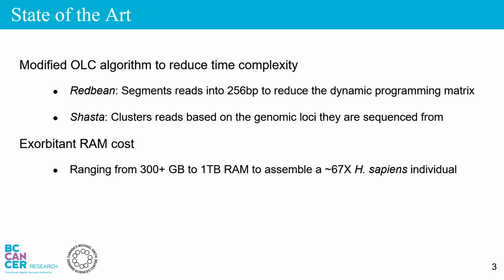Current state-of-the-art de novo long-read assemblers use a modified OLC algorithm to reduce the time complexity. Redbean, for example, segments reads into 256 base pairs to reduce the dynamic programming matrix. Shasta, on the other hand, clusters reads based on the genomic loci they are sequenced from. These modified OLC algorithms still have a high RAM cost, ranging from 300 plus gigabytes to 1 terabyte of RAM to assemble a 67X human individual.